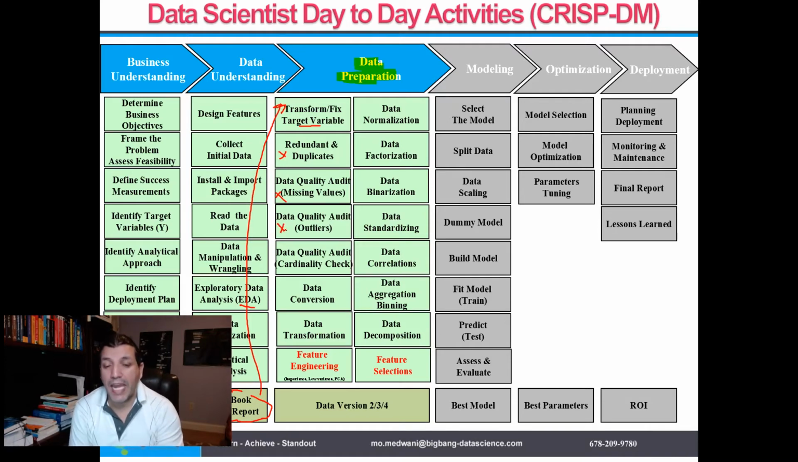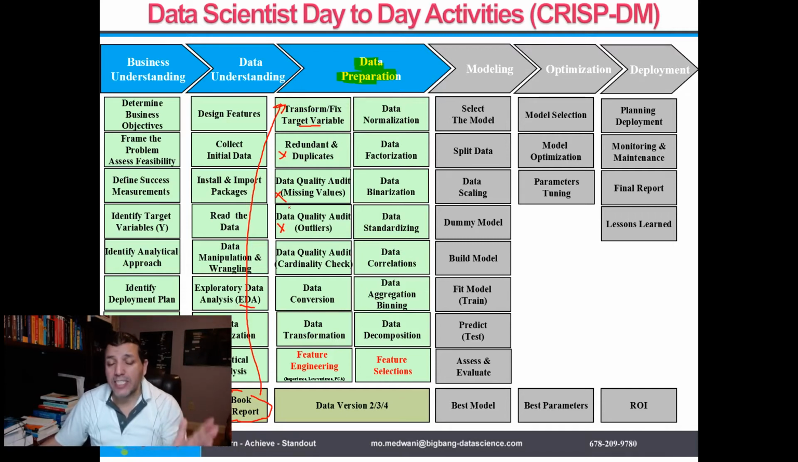Outliers could deviate your analysis. You could bias your analysis. You could deviate it from the reality. So we want to make sure that the data that we are going to use for modeling is duplicates free, missing values free, outliers free, and it has less dimensionality, less cardinality.